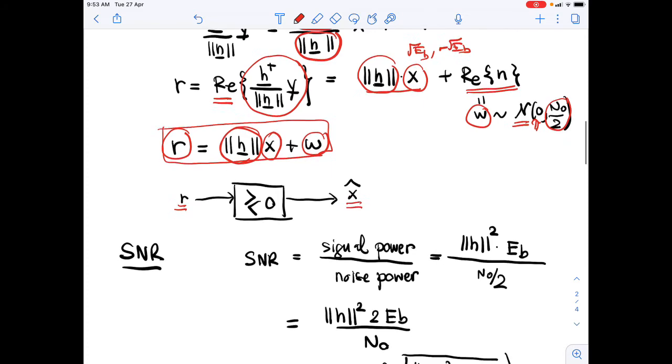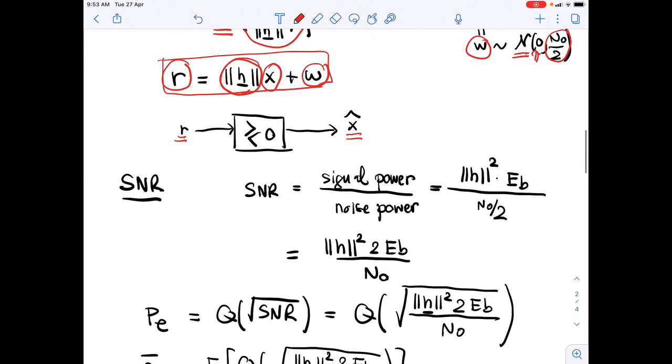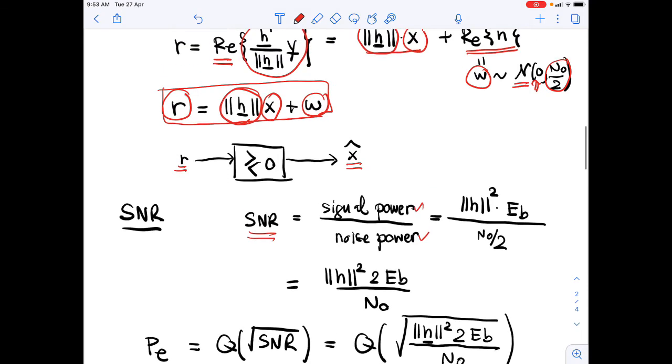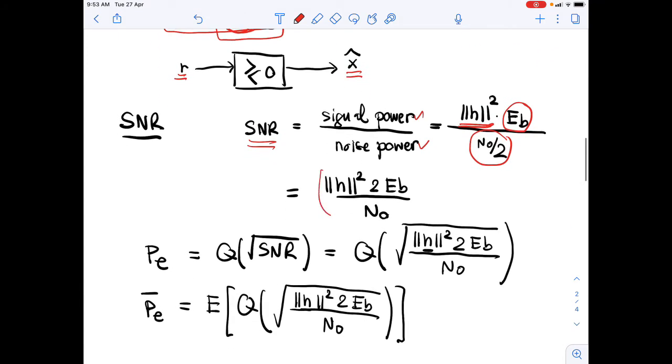Now, the performance will be determined by signal to noise ratio. That's signal power divided by noise. Signal power, that's this part, right? So we take it to the power of 2, and that becomes power. So X is square root of EB or minus square root of EB, and you find the average is EB. Then the channel vector raised to the power of 2. Noise power is the noise variance. So we have this.